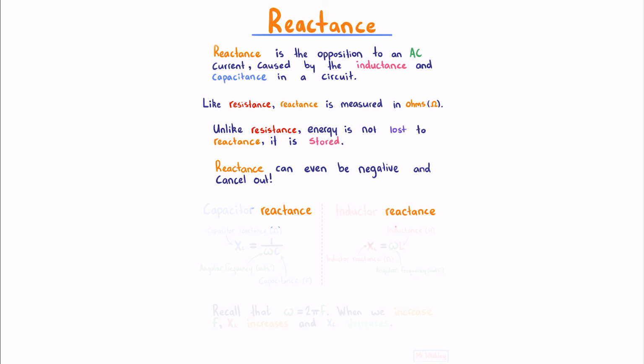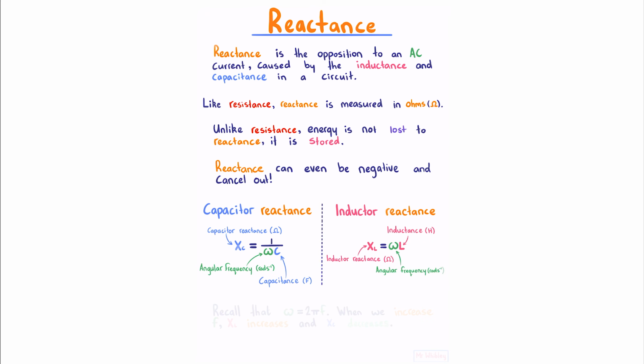Reactance is symbolized by the letter X, and the capacitor reactance is equal to 1 over the angular frequency times the capacitance, whereas the inductor reactance is equal to the angular frequency times the inductance. And if you recall that omega is equal to 2 pi f, if we increase our frequency, we're also increasing our angular frequency, which will result in an increase in the inductor reactance and a decrease in the capacitor reactance. This behavior is very important when we consider how these circuits resonate.